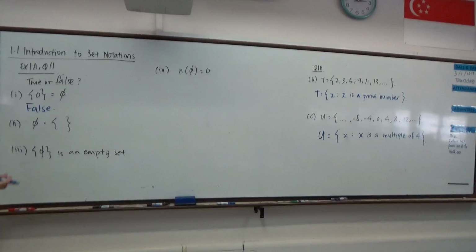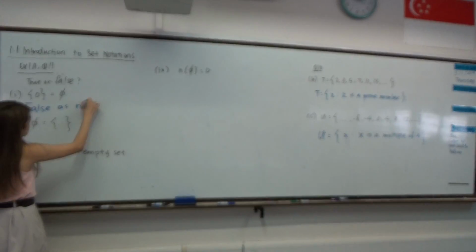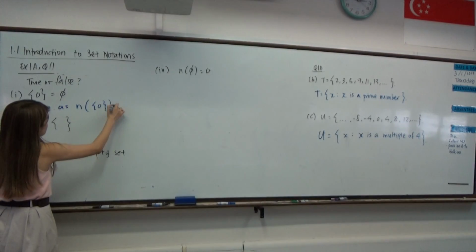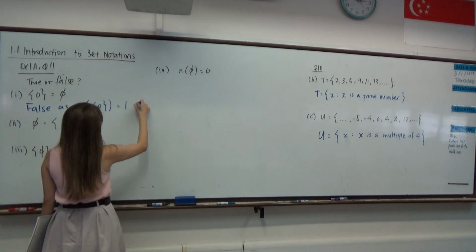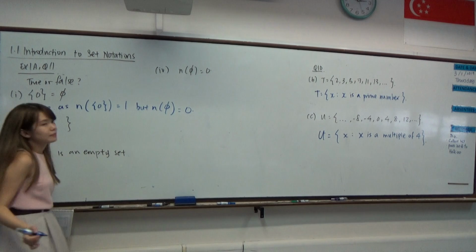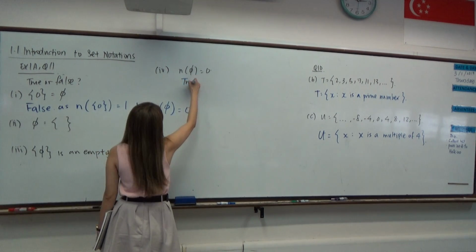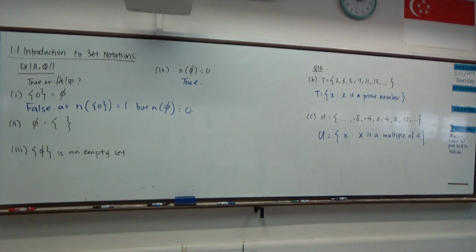So you could actually address it in terms of the number of elements. Okay, so you can say n of this set is 1, but n of this is 0. So actually this will have addressed this part here, so this is 0. Right.